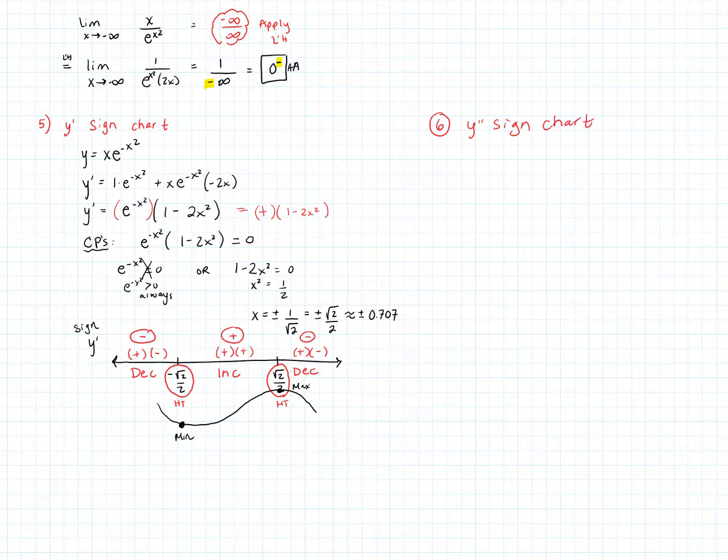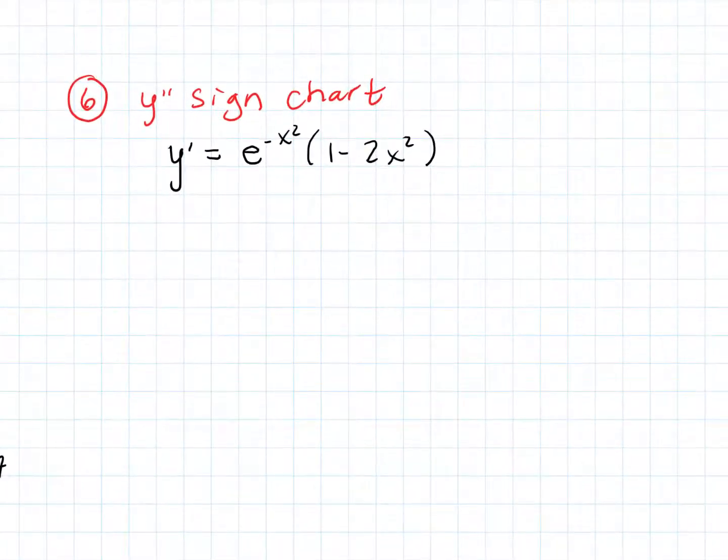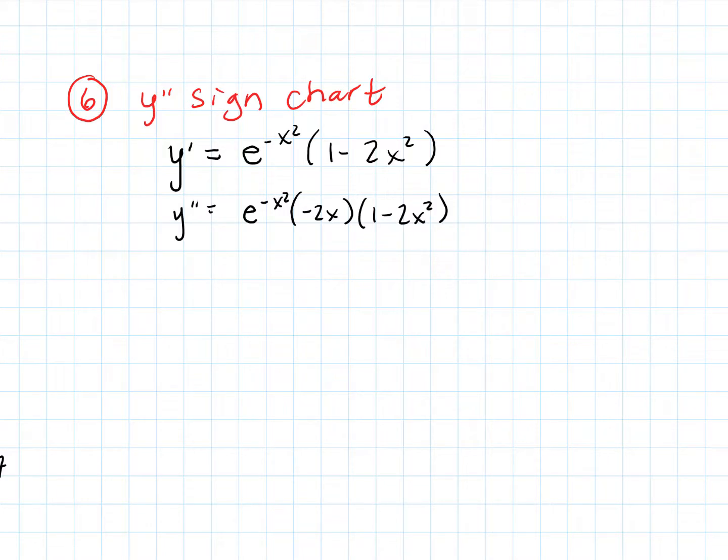And for the second derivative sign chart, y prime was equal to e to the negative x squared times 1 minus 2x squared. So let's go ahead and take the second derivative from that. So we will have to apply product rule there. So e to the negative x squared times negative 2x times 1 minus 2x squared, plus, and then we're going to have e to the negative x squared times the derivative of the second function, 1 minus 2x squared, which is minus 4x.